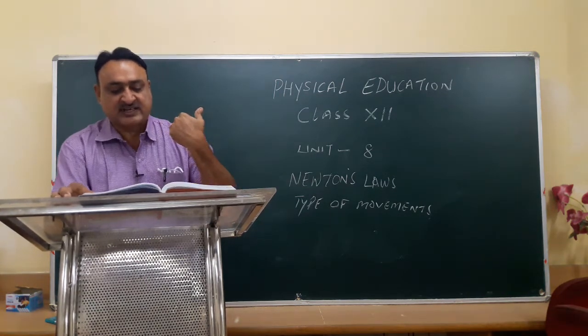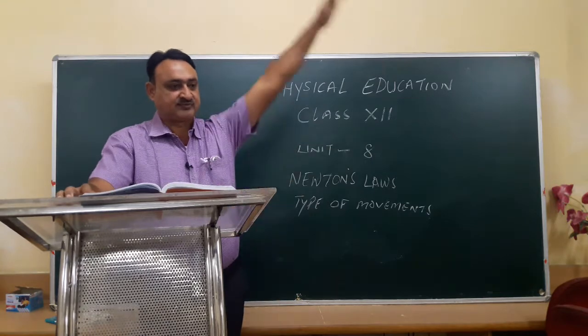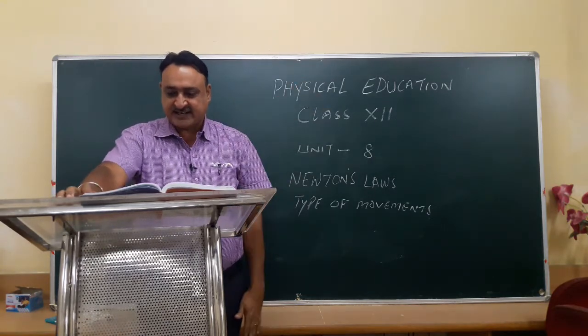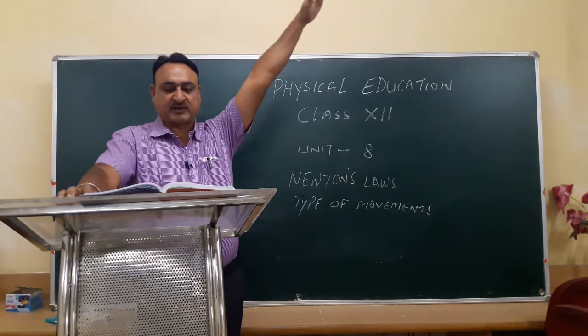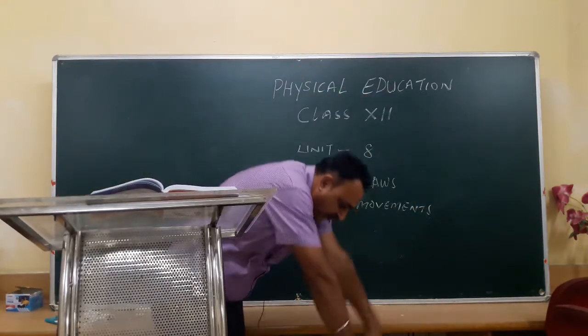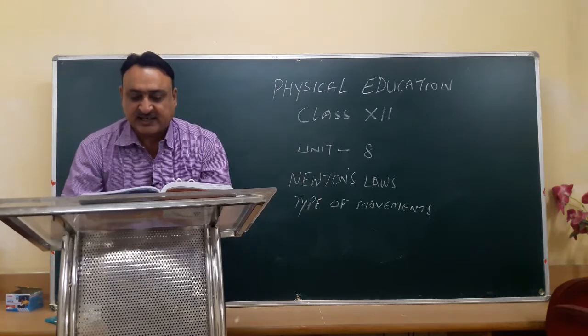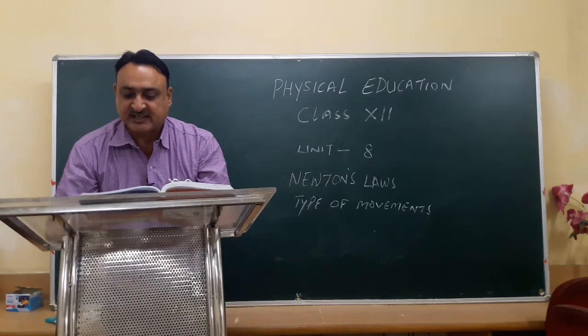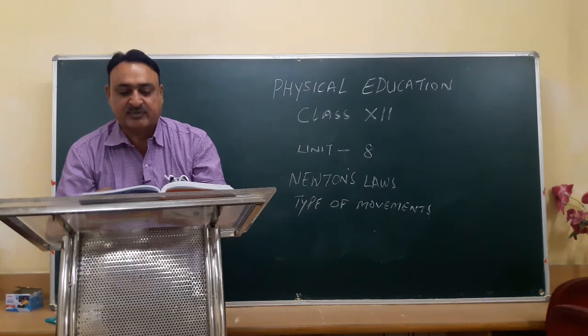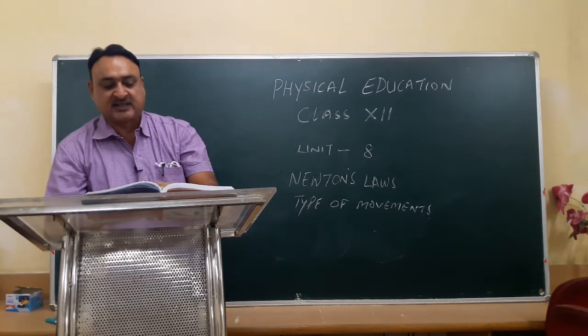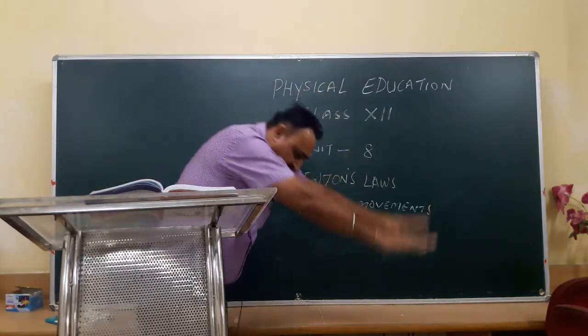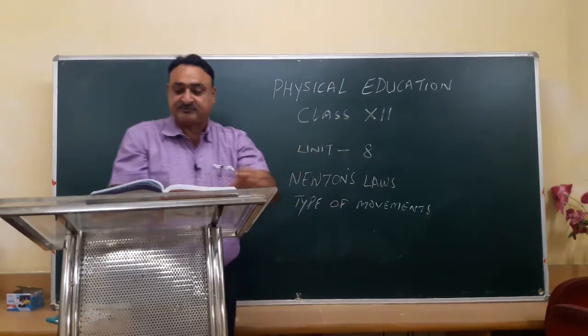Flexion. What is flexion? We are having a hand here, or we are bending forward. It is flexion: bending a part at the joint so that the angle between them decreases and the parts come closer together. When we are going downwards, it is flexion.